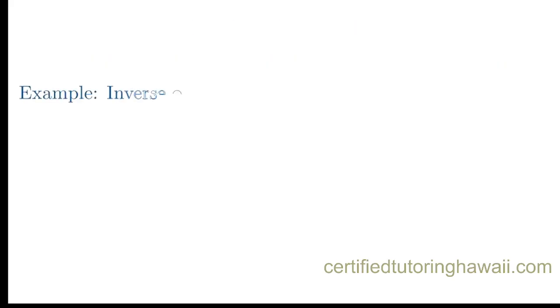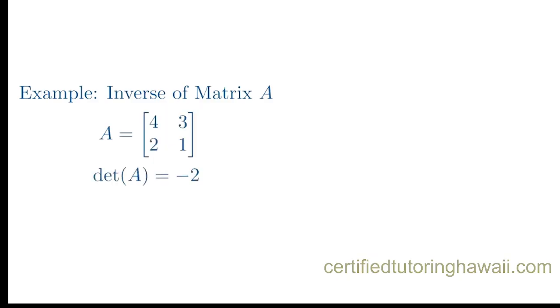Let's apply the inverse formula to the matrix A from our previous example. Our matrix A is 4, 3, 2, 1, and we calculated its determinant to be -2. The first step, calculating the determinant, is already done. We know it's not 0, so an inverse exists.